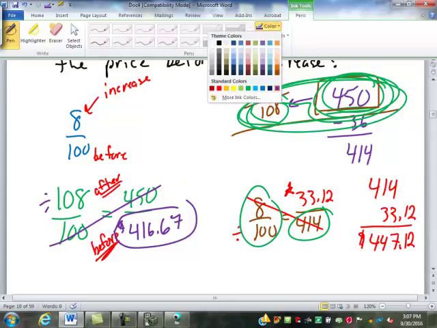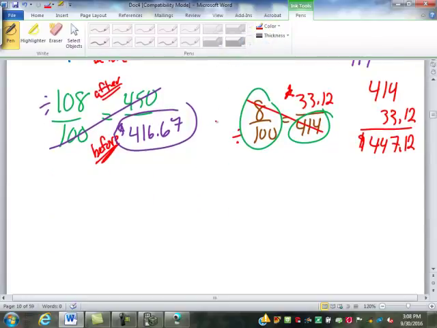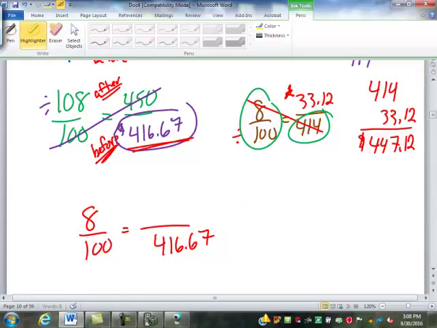Let's double check that and see how it goes. Now this might be off by a penny or two. Can anybody tell me why? This actually, if we calculate it out, is 416.66666. So there might be some round off errors. Let's find 8% of 416. Now I'm going to point something out to you here.